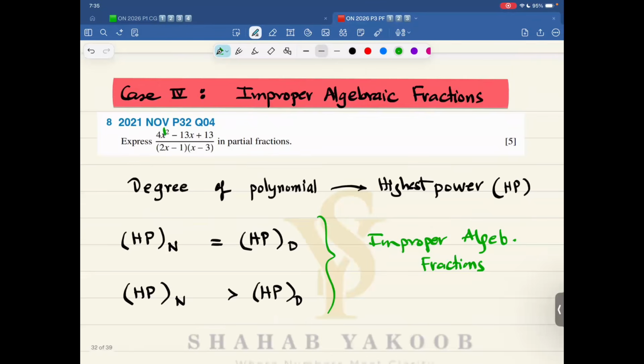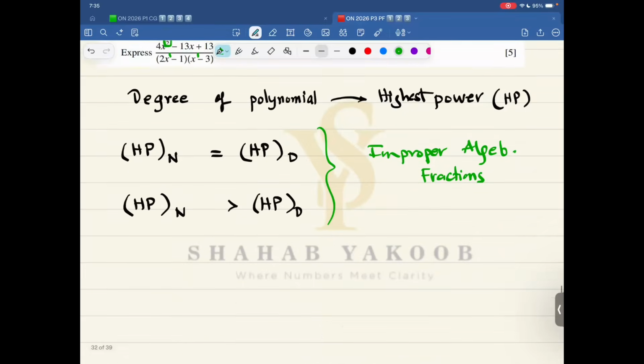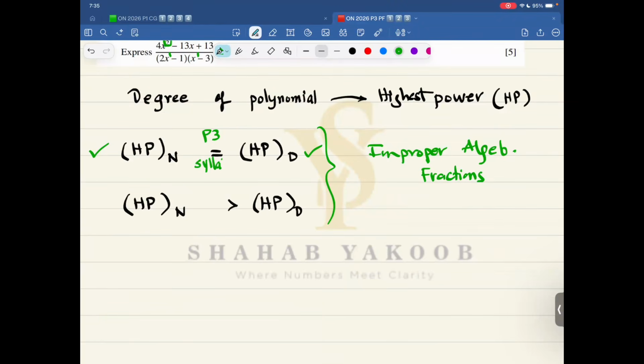The highest power of the numerator is 2. The highest power of the numerator after multiplication is 2. So it falls into this category, and this is part of the syllabus. Yes, this is also improper, but this is out of syllabus.